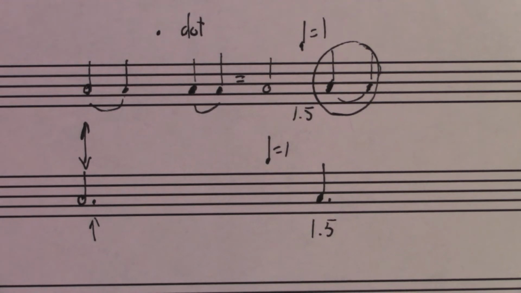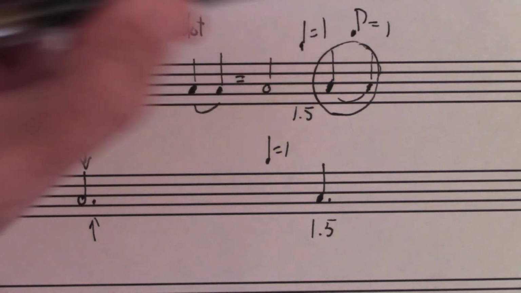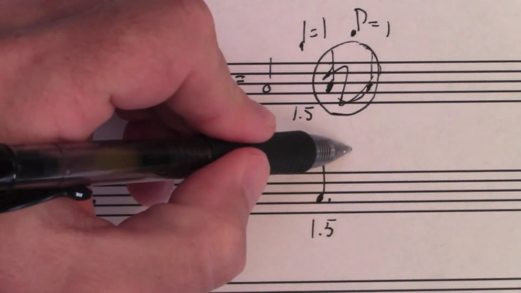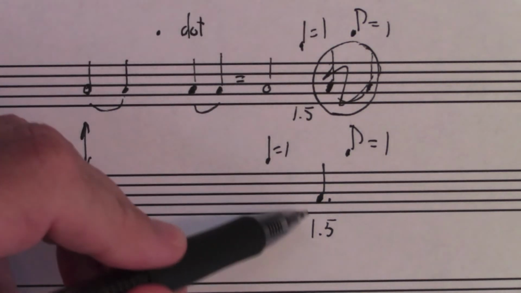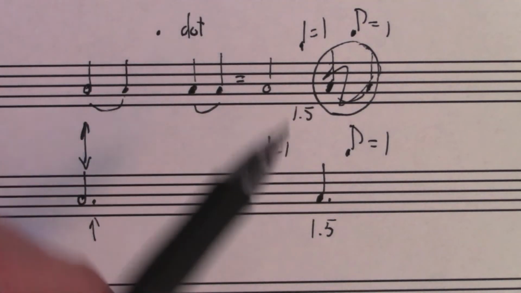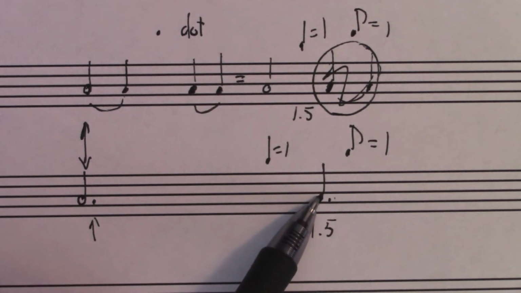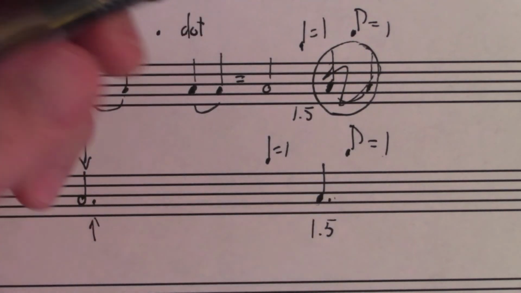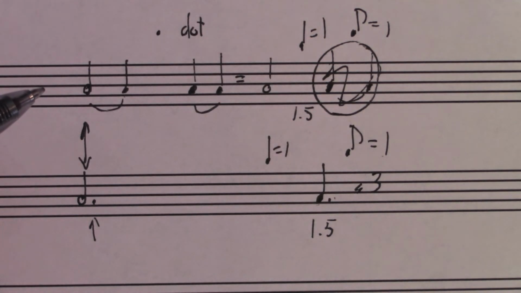Now, what if the eighth note equals 1? Actually, let's not even worry about this one. Let's look down here. What if the eighth note equals 1? Then how many beats is this? Well, same thing. Without the dot, the quarter note is 2 eighth notes. So the quarter note would get 2. The dot would add another eighth note. So this would equal 3. See how that works?